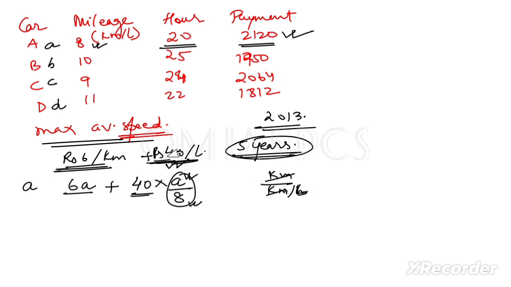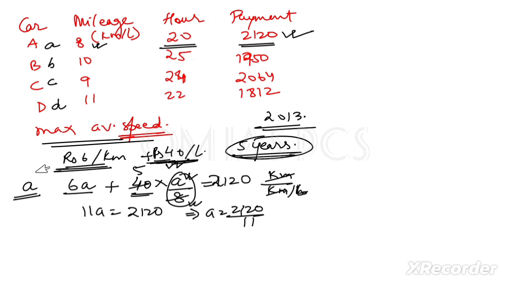Now for per liter the cost was 40, so we multiply by 40. The total cost will be 6a plus 40 multiplied by a by 8, and that will be 2120. When you solve this, 40 by 8 is 5, so the total will be 6a plus 5a, that is 11a, and that will be 2120. When you divide, a is equal to 2120 by 11, and this will be your distance.